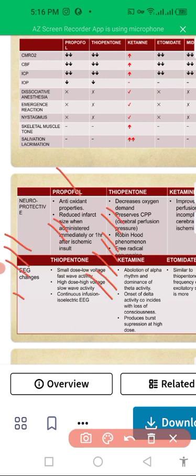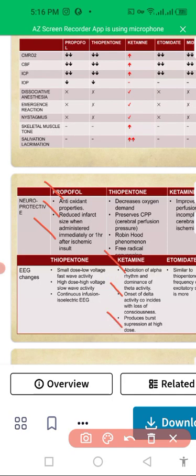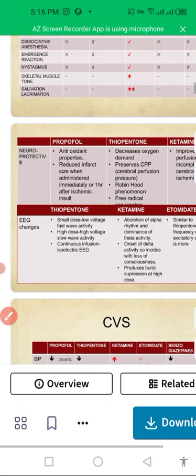Next, propofol has antioxidant properties and reduces infarct size when administered for an ischemic insult. And then ketamine causes evolution of alpha rhythm, onset of delta activity, and produces burst suppression at high dose.